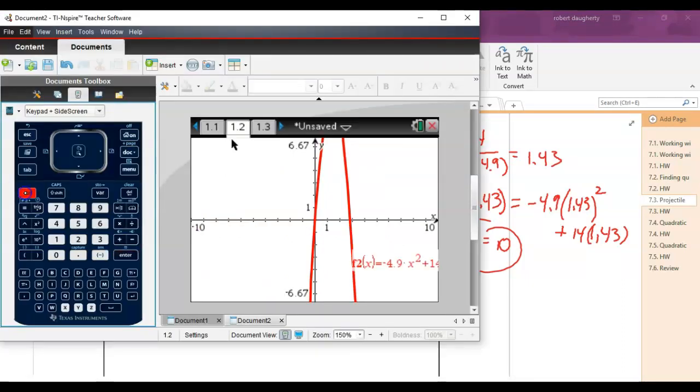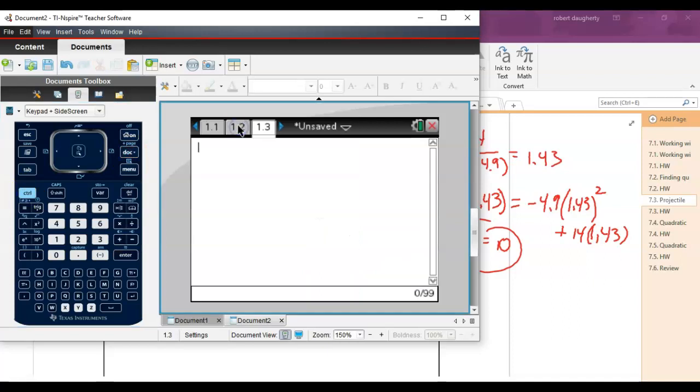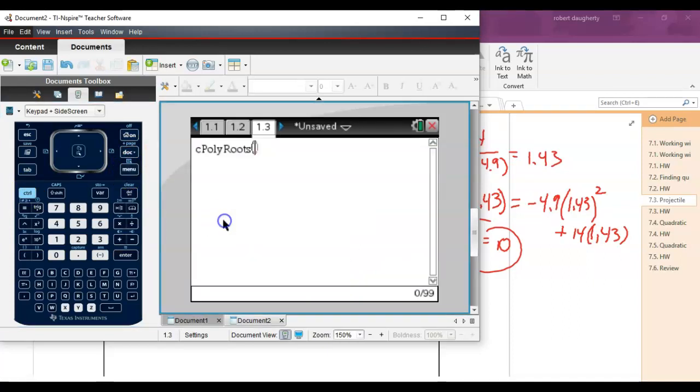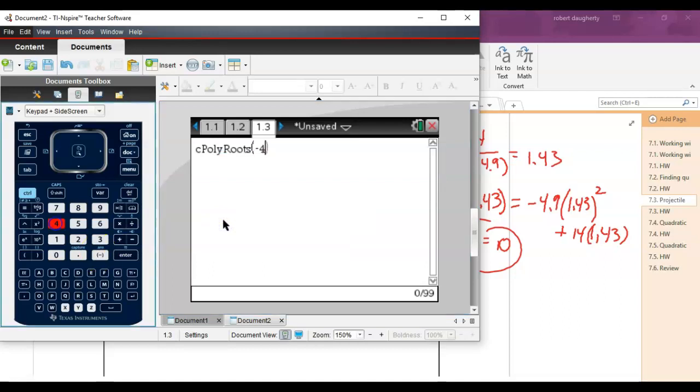So that's the menu, algebra, polynomial, complex roots, negative 4.9 t squared plus 14t. That's set equal to 0, so just say comma t and 0 and 0, 2.857.